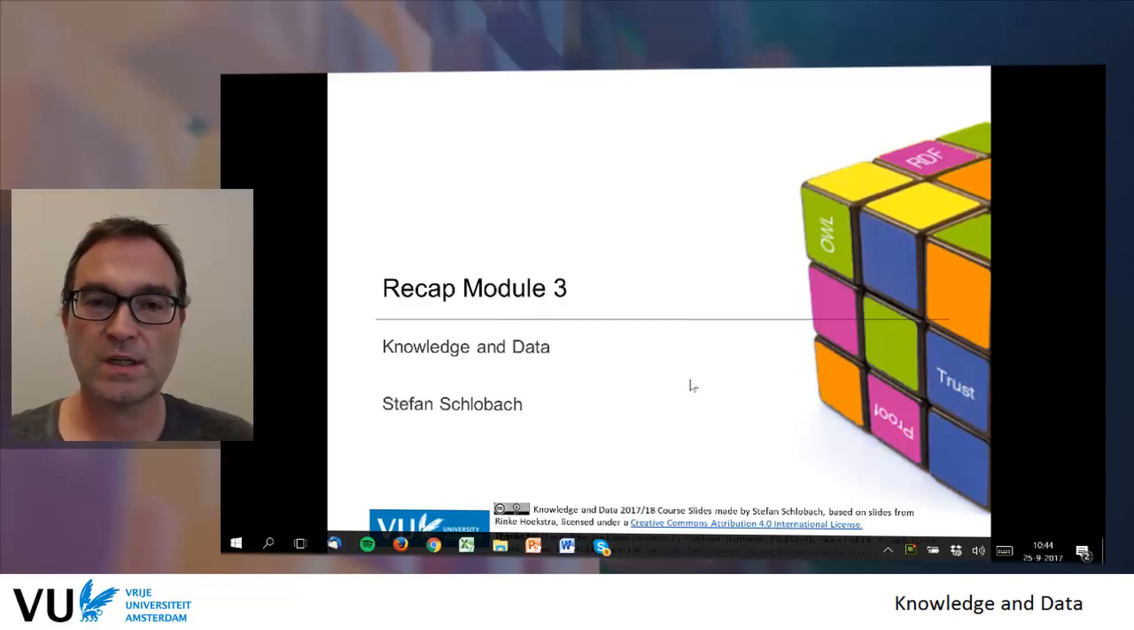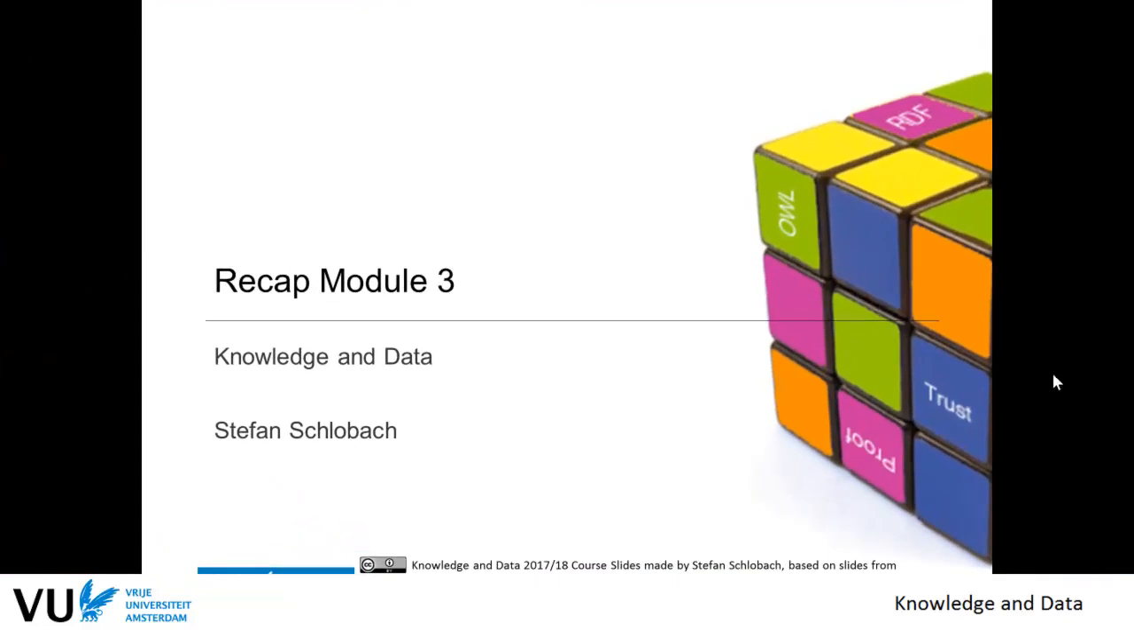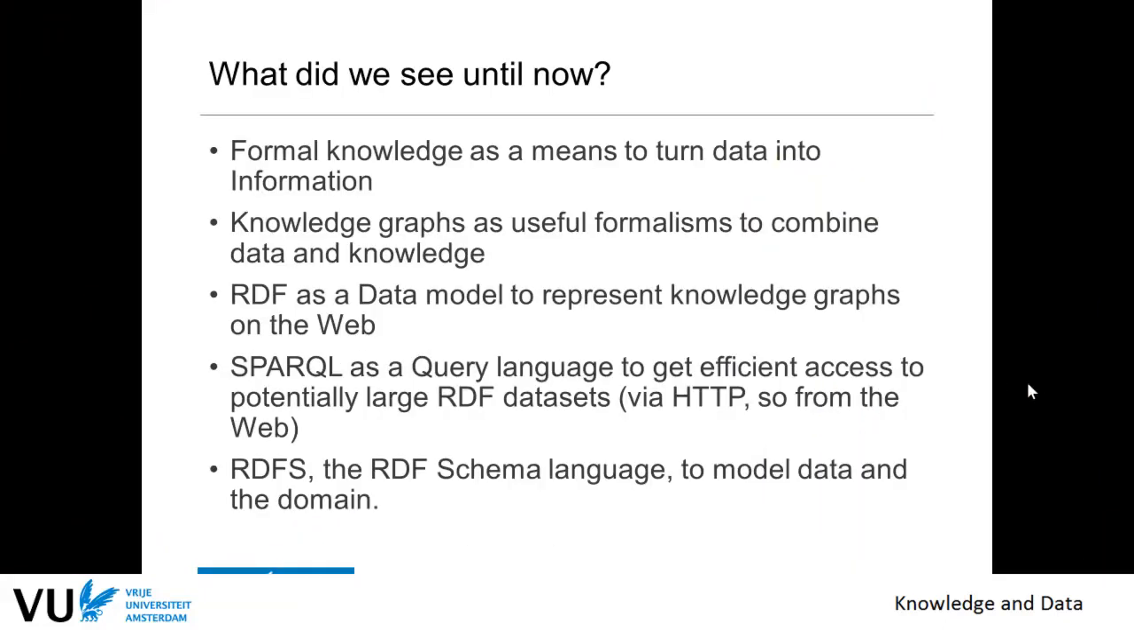I'm going to start this module with a short recap of module 3 and everything we've seen before. So this course is about knowledge and data, and what did we see until now? The main message of the first week was that in order to really make use of data, we need formal knowledge, or we need knowledge about it in the first place. And if we want to automate the process a little bit or make it easier, then we also need formal knowledge. And once we have knowledge and formal knowledge, we can turn data into useful information, which becomes actionable and so forth.